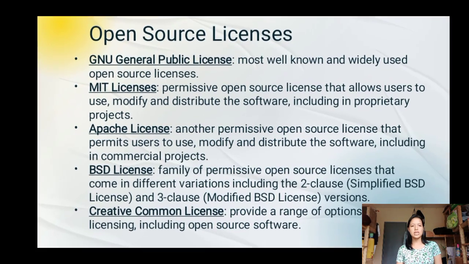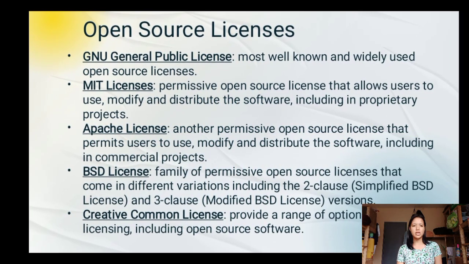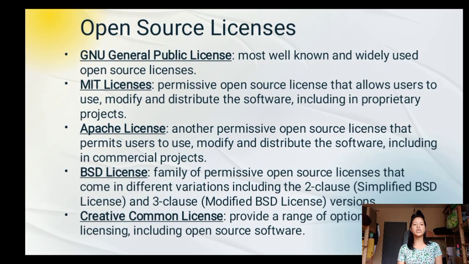Open source licenses are legal frameworks that define the terms and conditions under which open source software can be used, modified, and distributed. These licenses ensure that the freedom and openness associated with open source software are preserved and respected. The GNU General Public License is one of the open source licenses. It is one of the most well-known and widely used open source licenses.